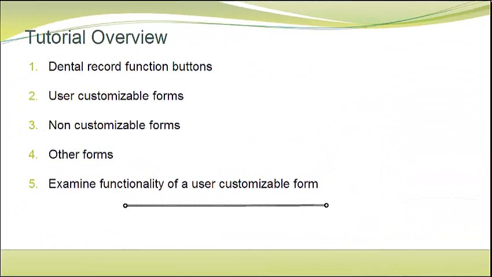In the previous tutorials, we have explained the functionality of the top 6 buttons of the dental record form. In this tutorial, we will describe the functionality of the remaining buttons. These fall under 3 categories: the user customizable forms, the non-customizable forms, and other forms. Subsequently, we will examine the functionality of a user customizable form.